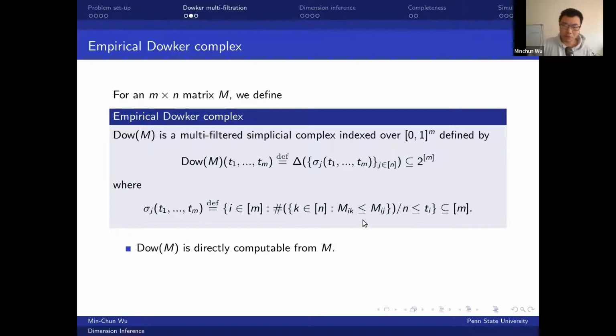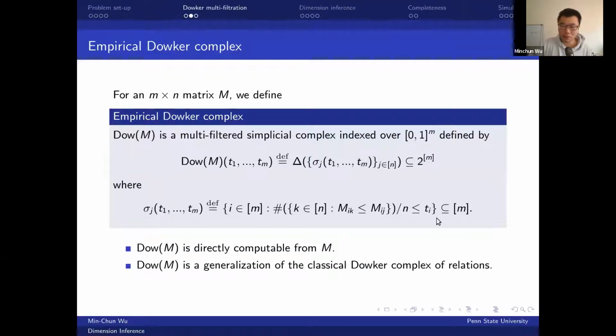And yeah, for people familiar with Dowker complex, you can see this is a thresholding procedure that is used in the same way that the Dowker relations is used. So yeah, this is a generalization of classical Dowker relations. If people are interested, we can talk about this more in the Q&A session. For now, you just need to know it is computable from the matrix.